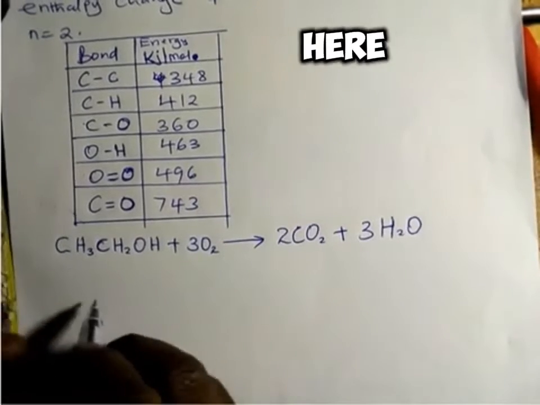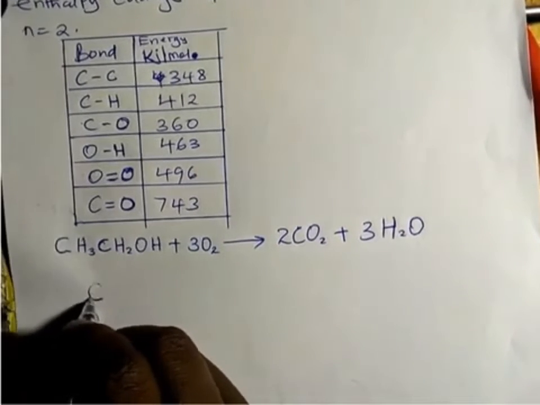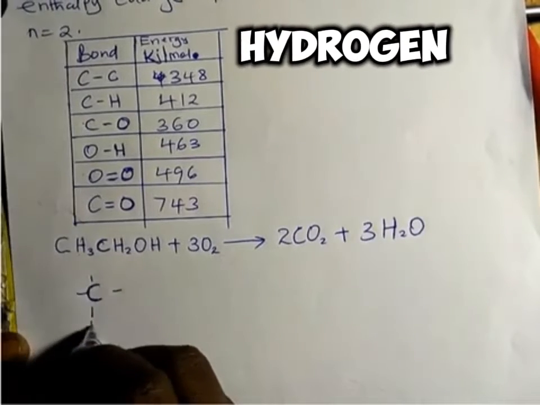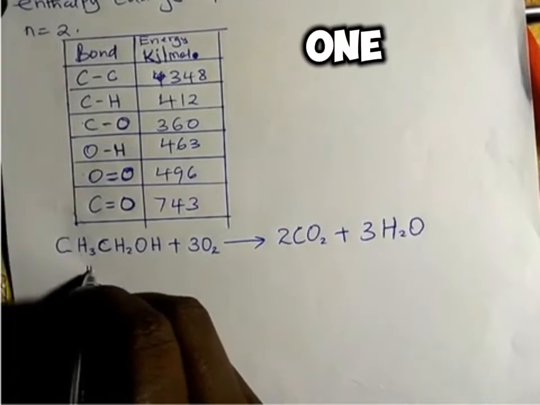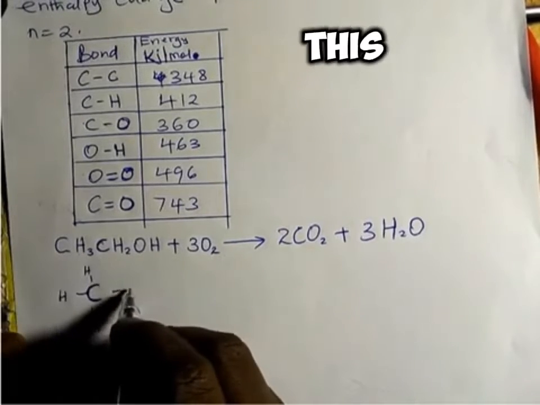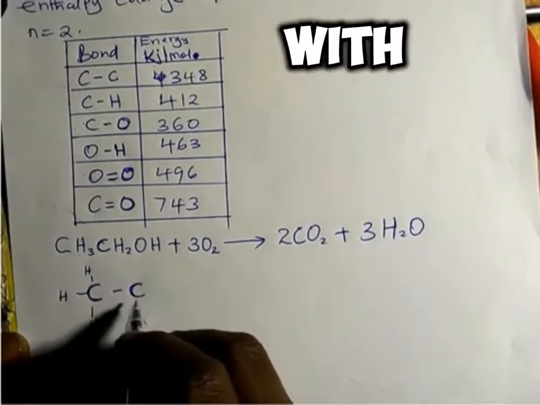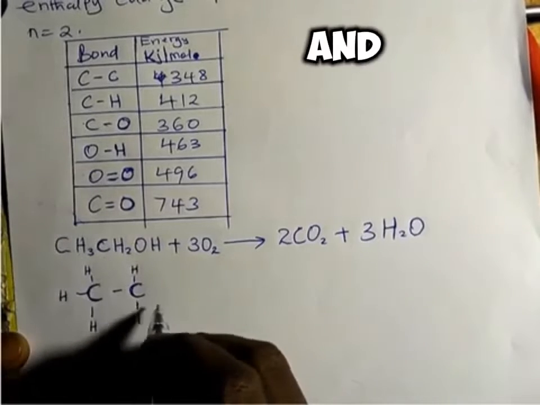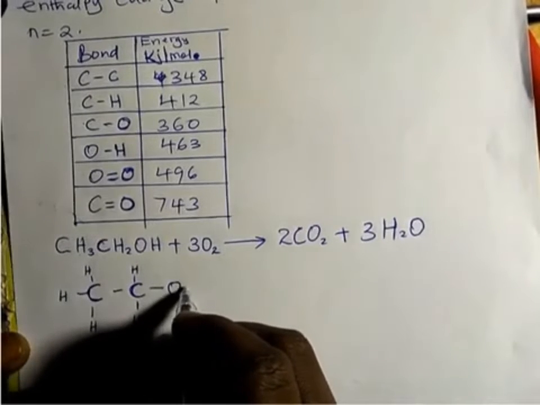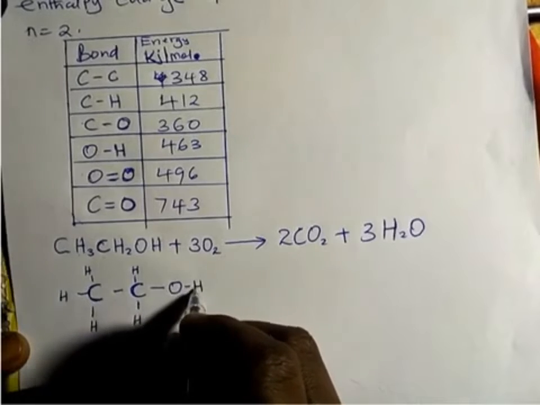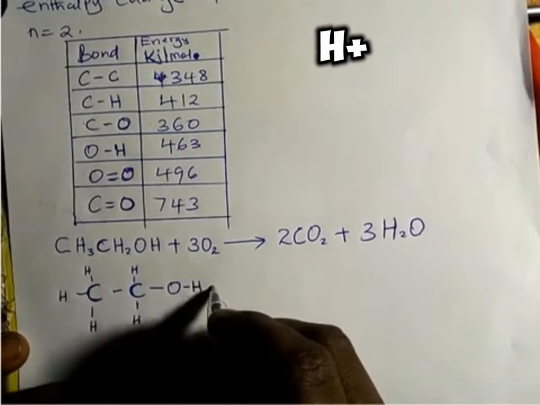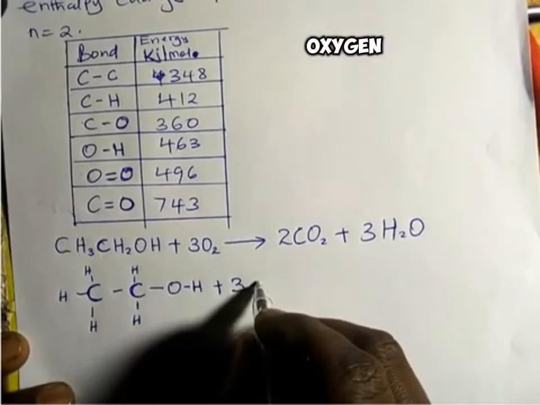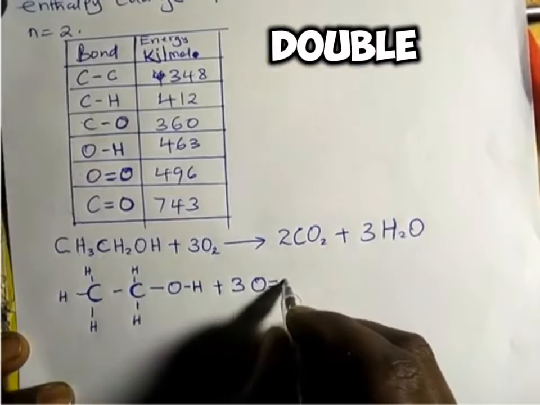Here we will have carbon surrounded with 3 hydrogens, one, another one, another one. Next we have this carbon surrounded with 2 hydrogens, one here, another one here. And then next we have OH, plus 3 oxygen. Remember, oxygen is O double bond O.